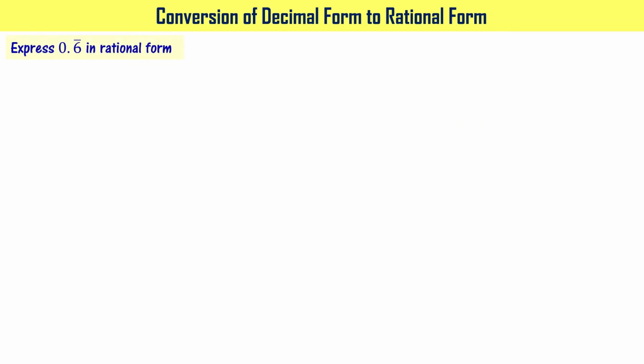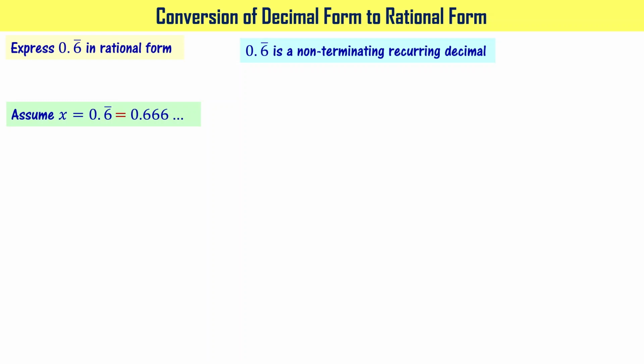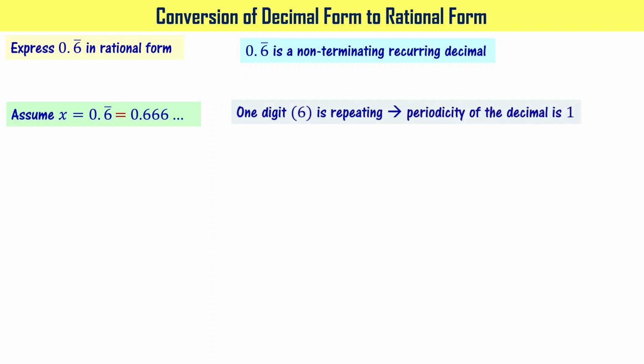Let us express 0.6 with overbar on 6 in the rational form. We know that 0.6 with overbar is equal to 0.66666 and so on, a non-terminating recurring decimal, right? For that, the conversion process is slightly different. Let me first assume that x equal to 0.66666 and so on, right? As you see here, one digit, that is number 6, is repeating, right? That's why we say that periodicity of the given decimal is 1, right?